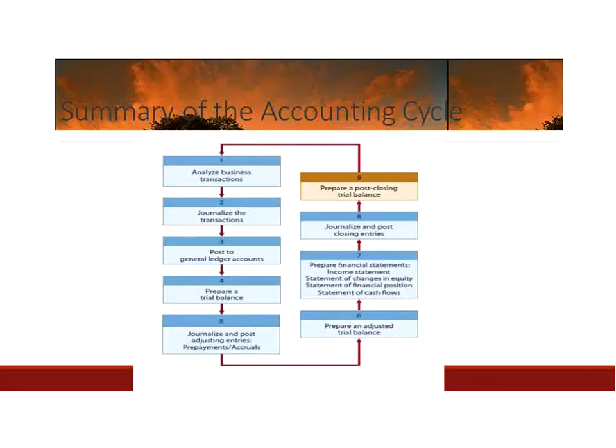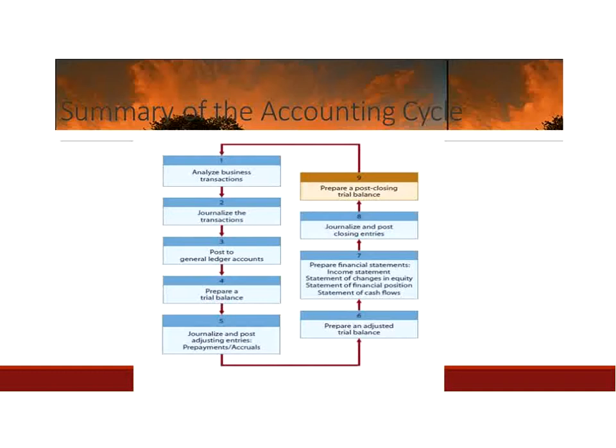So far we've gone through analyzing a transaction that's occurred inside of an organization, creating the journal entries in our general journal, moving that information into our general ledger, where we follow account by account of the different transactions that have occurred. From there, we prepared a trial balance. We've done adjusting entries for prepayments and accruals. We've done an adjusted trial balance. And the next step is to create our financial statements.